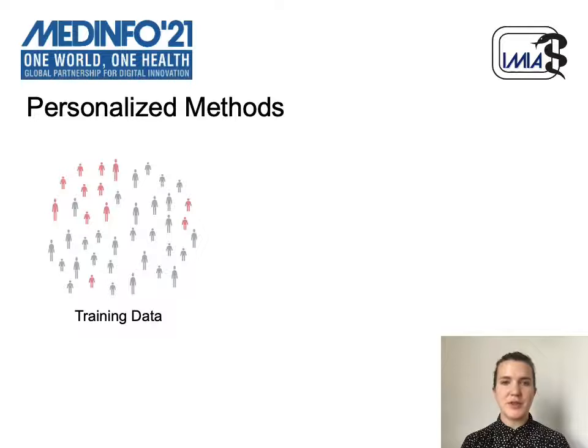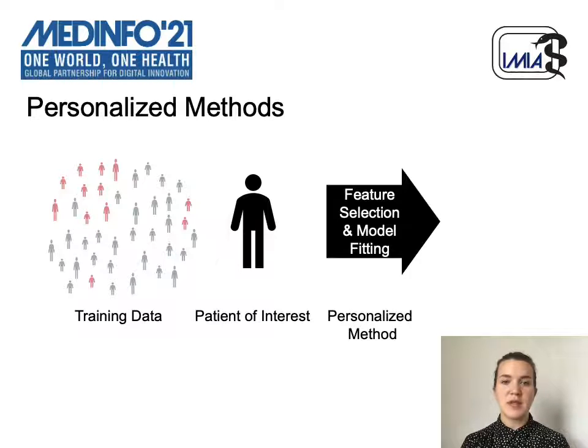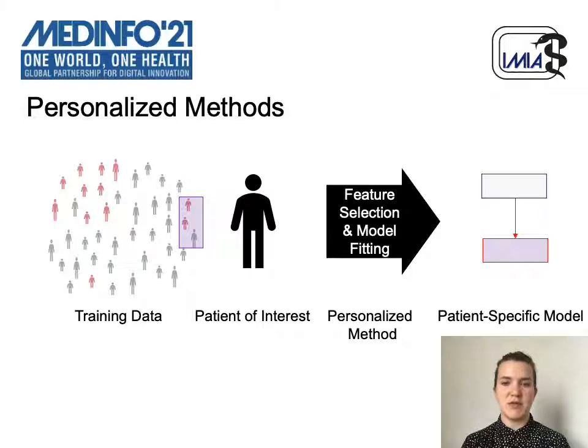An alternative approach is to use personalized machine learning methods. We take a training data set as we did before, but we start with information from the patient of interest for whom we want to make a prediction. And we use that information to perform personalized feature selection and model fitting, using personalized machine learning methods to produce a patient-specific model. In this case, we see a patient-specific decision path that is optimized to predict well for our patient of interest specifically.